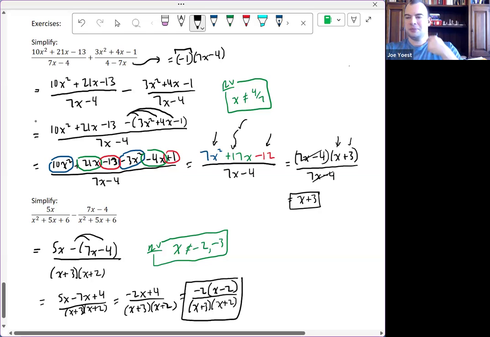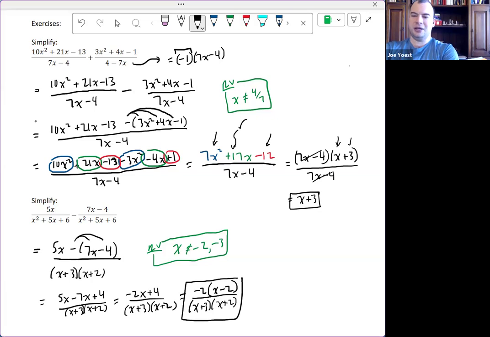So this does work, right? So making a kind of an educated guess, again, a little test-taking strategy there. Can we reverse engineer something a little bit? It does end up working. And the 7x minus 4 is divided out, giving me x plus 3 as the simplified form. With the restricted value, of course, x cannot be 4/7. That would make 7x minus 4 be 0. So that's our restricted value.